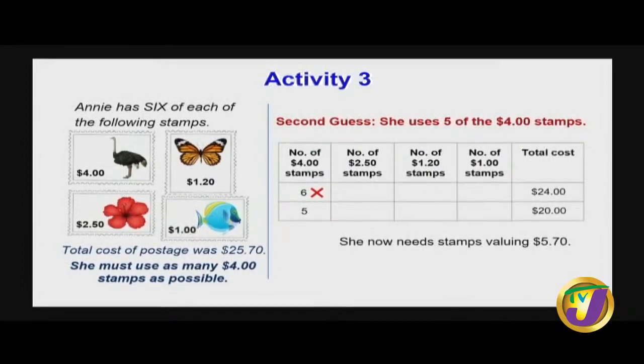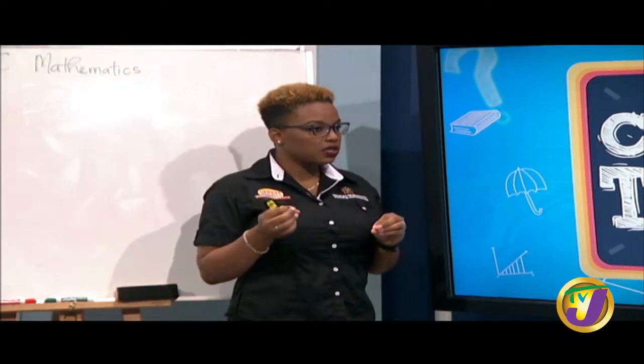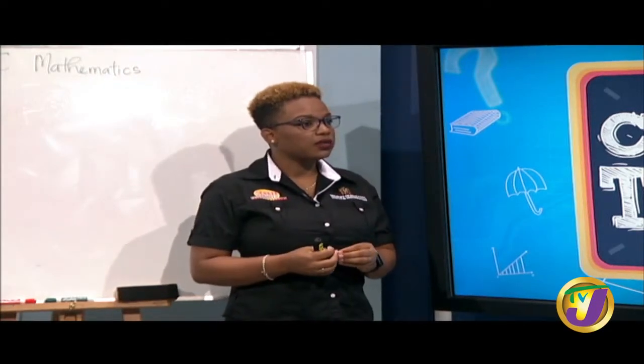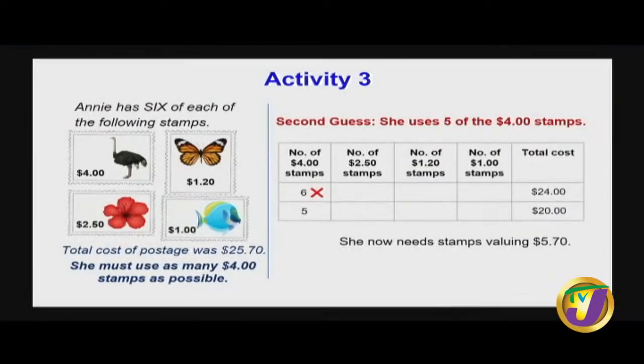She now needs stamps valuing $5.70. Let's pause right here and talk about the $2.50 stamps. She could use 1. She could use 2, maybe, but if she used 2, that would give her $5, and we have 70 cents hanging there. I was looking at that 70 cents, and I'm seeing that it has to be a combination of a 50 cents and a 20 cents portion. So she can't use 2. Let's guess 1 for now.